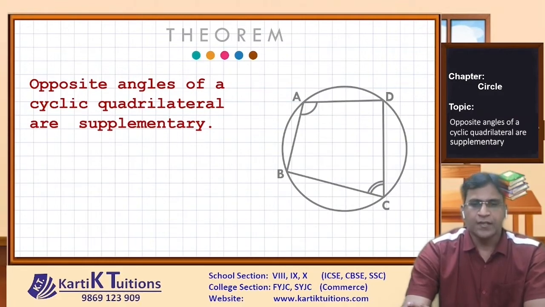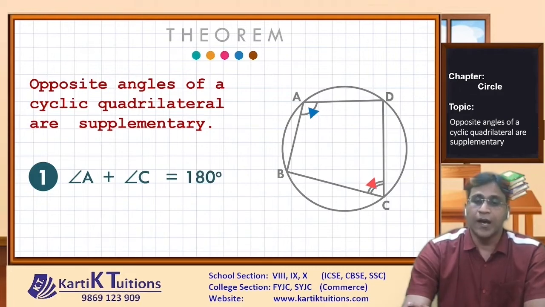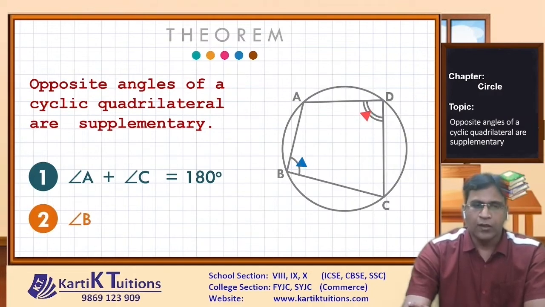The statement says opposite angles of a cyclic quadrilateral are supplementary. What do you mean by supplementary? The total has to be 180. That means when I add angle A and angle C, the total will become 180 degrees because they are supplementary. Not only this, if we take another pair, for example, angle B and angle D, when you add these two angles, the total will again become 180 degrees. But it is applicable only and only for a cyclic quadrilateral. So for this property, the quadrilateral has to be a cyclic quadrilateral.